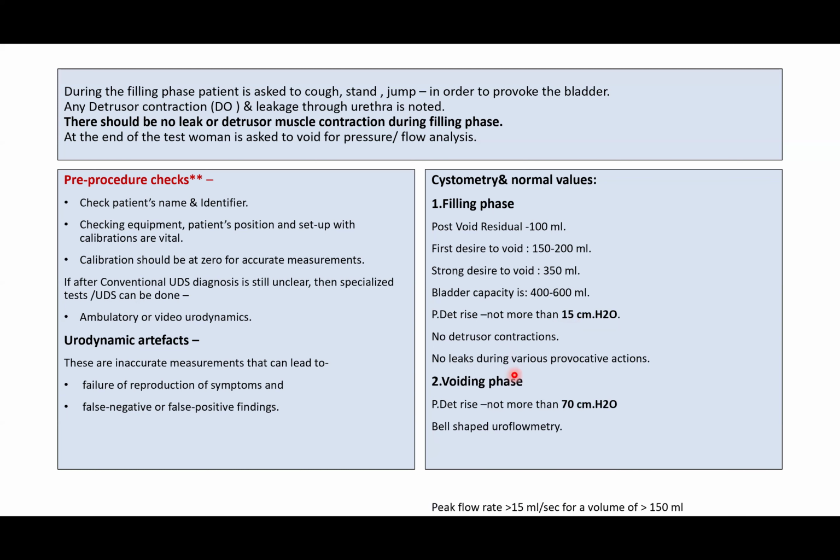What about the voiding phase? So here the detrusor pressure rise is only up to 70 centimeters of water, and uroflowmetry has to be bell shaped. Okay, there was one question: contraindications to urodynamic studies. Anyone would like to answer?